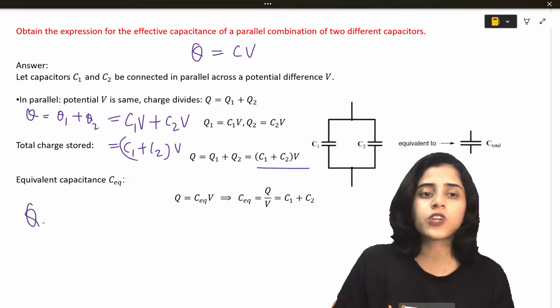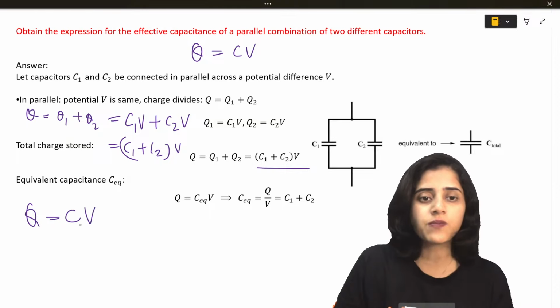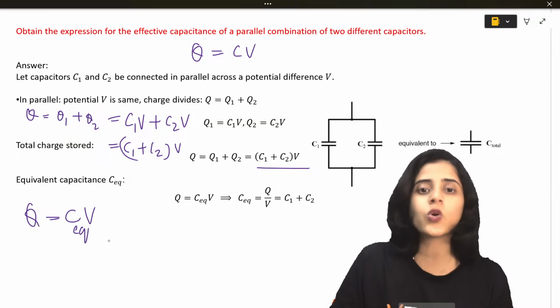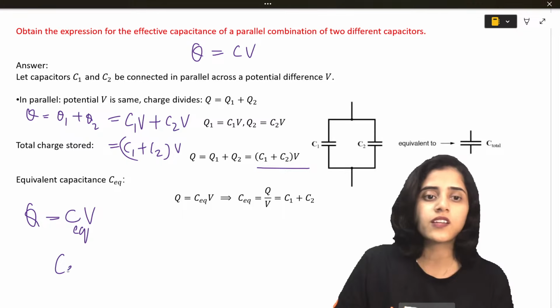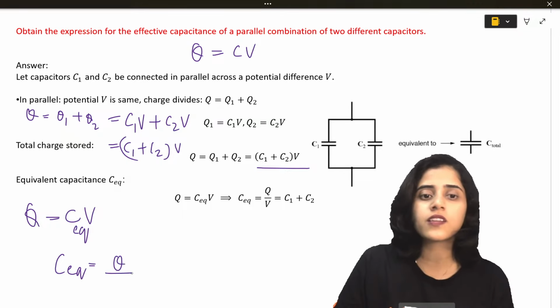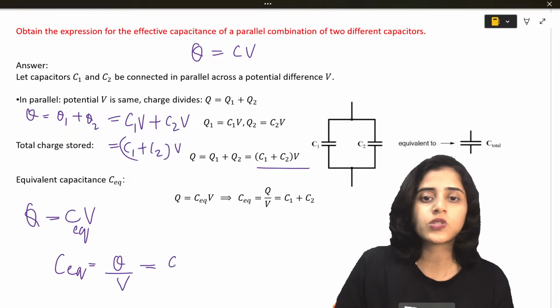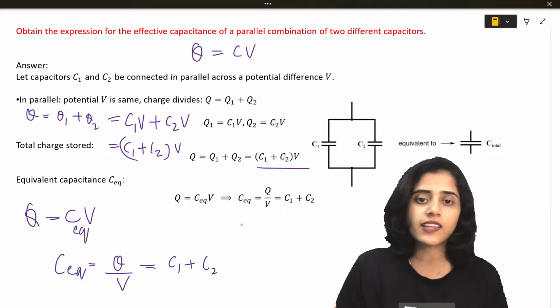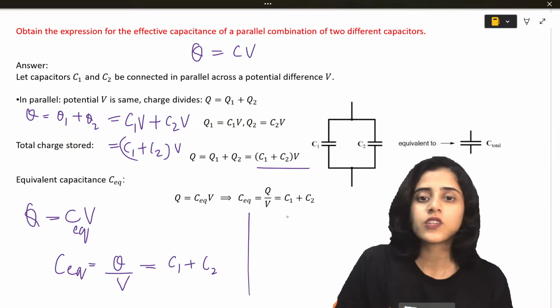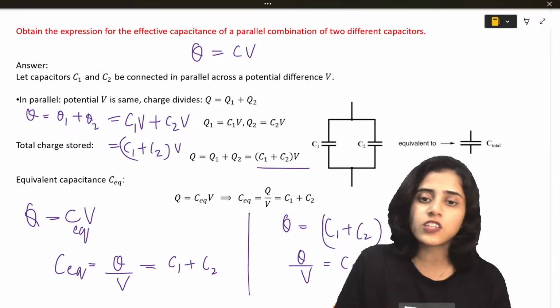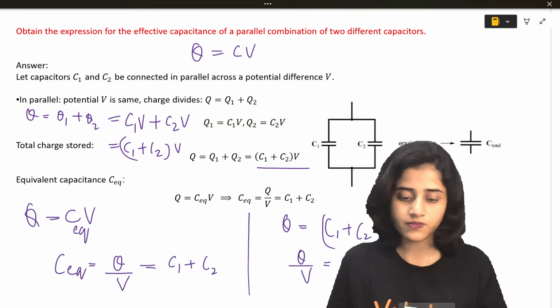Now, Q can be written as CV. So total Q will be C equivalent into V. So C equivalent will be Q by V, which is basically equal to C1 plus C2. How did I get that? Because Q is equal to C1 plus C2 into V. So Q by V is equal to C1 plus C2. That's all.